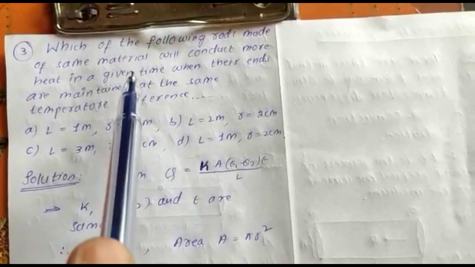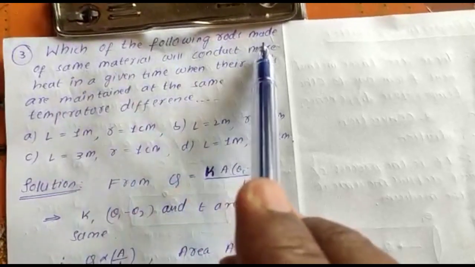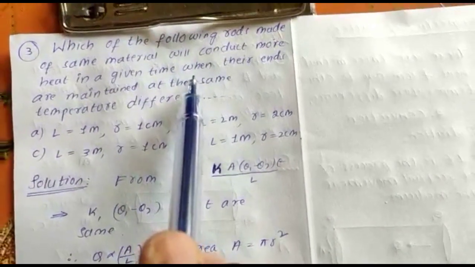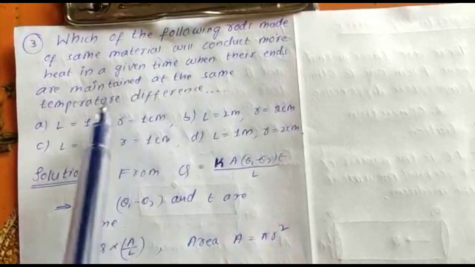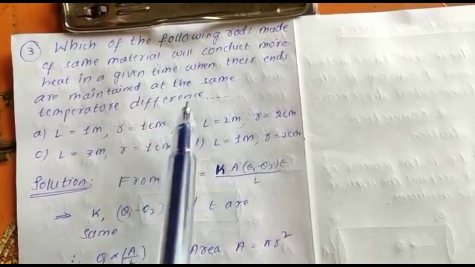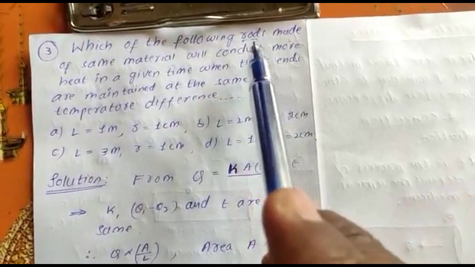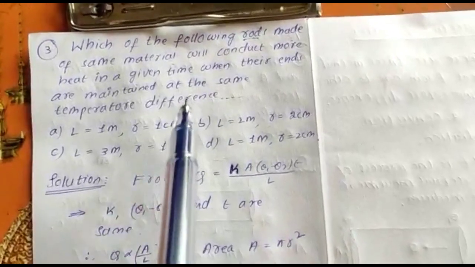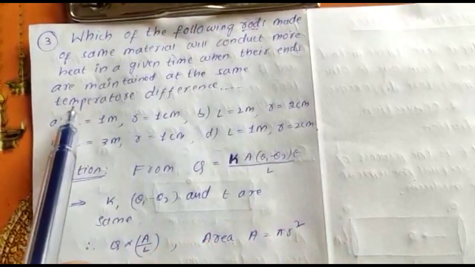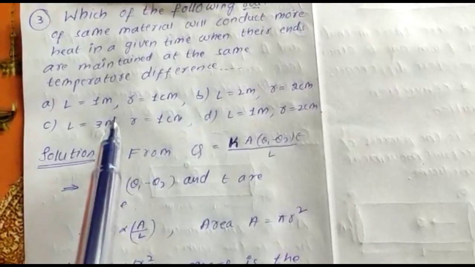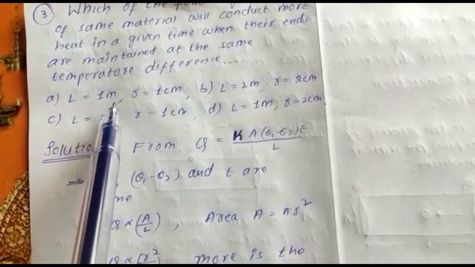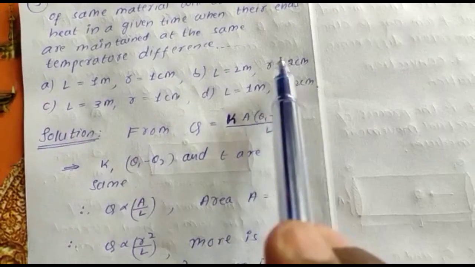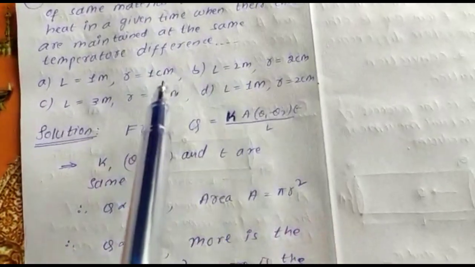Now let us discuss the last problem of the video today: which of the following rods made of the same material will conduct more heat in a given time when their ends are maintained at the same temperature difference. This is also a nice question. The rods are made of the same material, which means the thermal conductivity is the same, and the temperature difference is also the same. But in the options, the first option is L equals 1 meter, R equals 1 centimeter, and the second option is L equals 2 meter and R equals 2 centimeter. This is a trial and error method; we have to check each and every option.